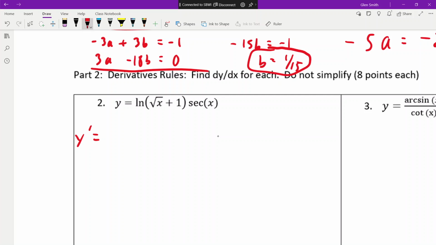Most people did really well on these derivatives. Some people forgot the chain rule here and there, nothing too big. If you don't have your derivatives down though, you're definitely not studying enough, all right? You need to have these, make flashcards, get these down.